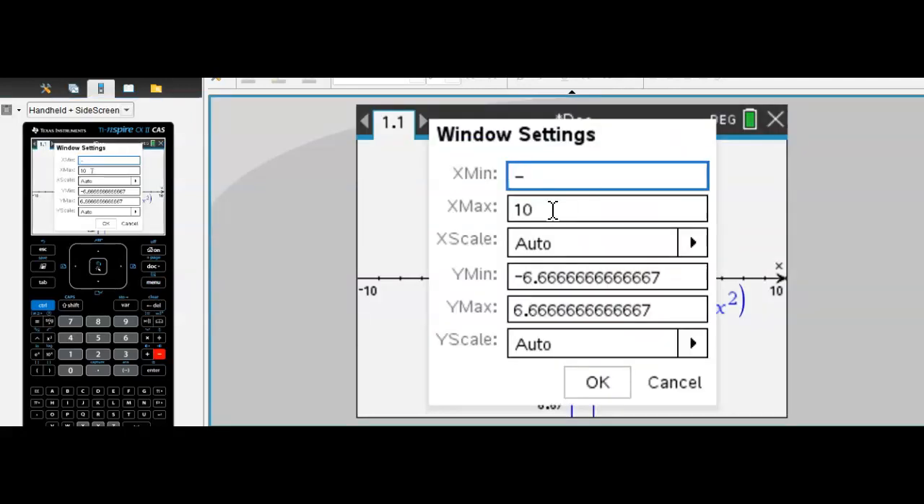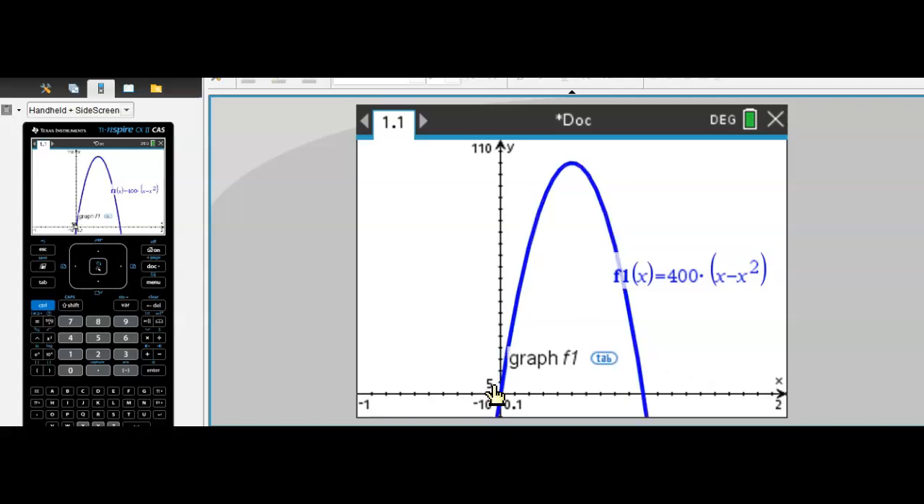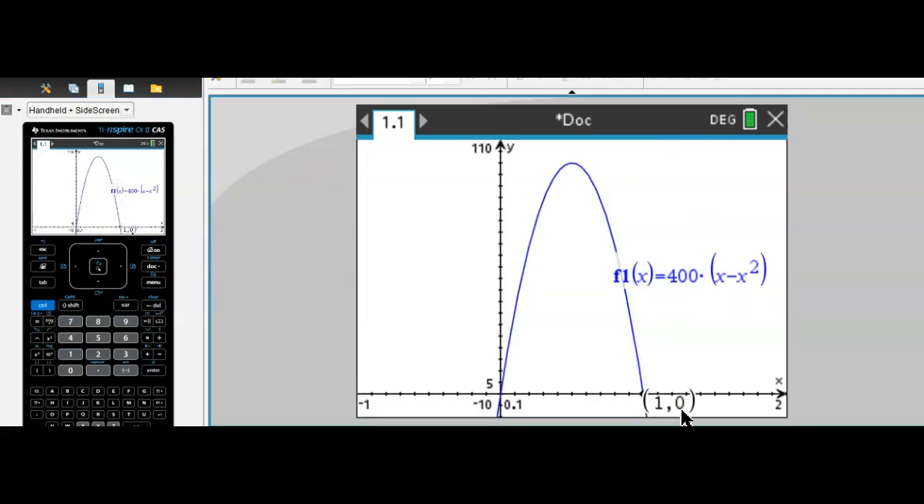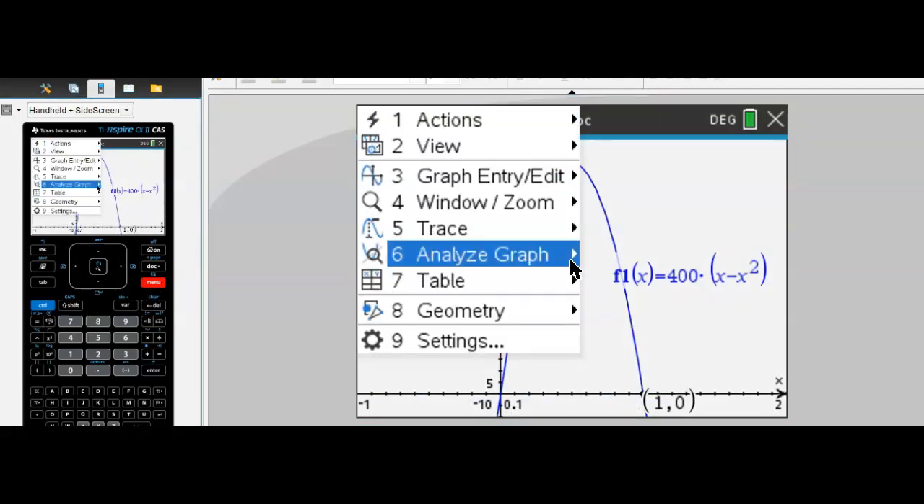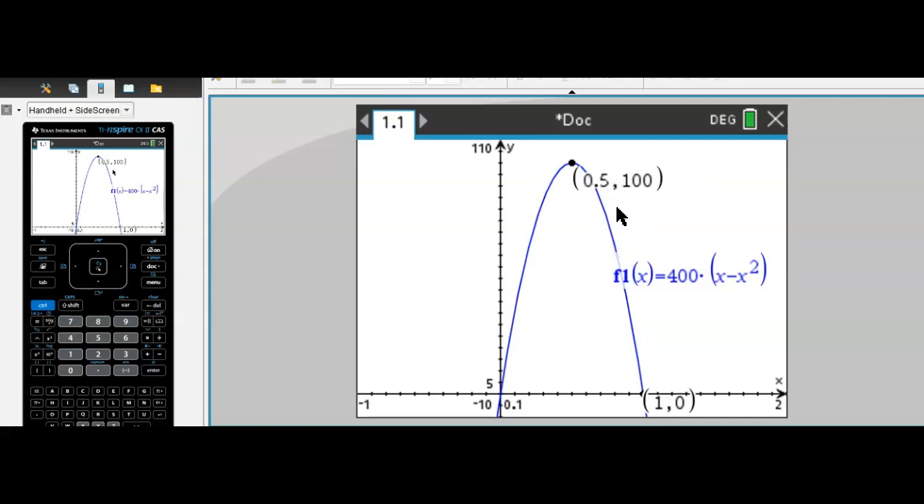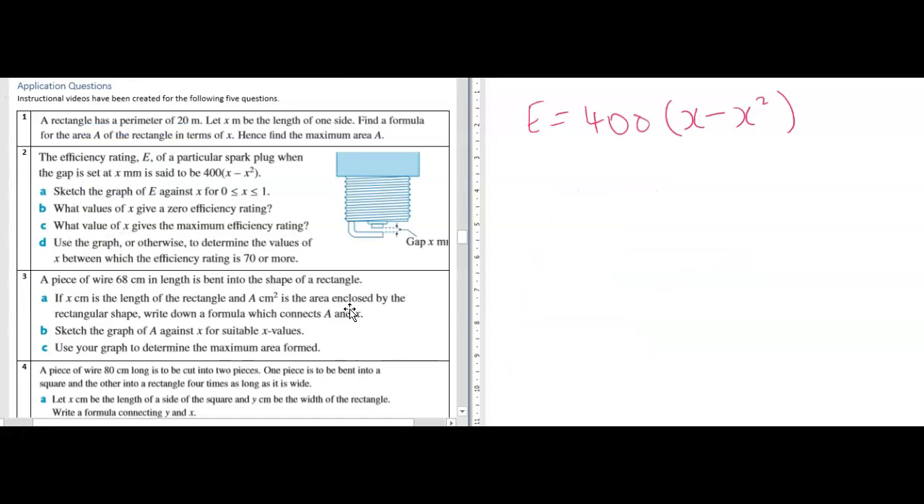I know it said from 0 to 1, but it's always good on your calculator if you can see the points required, and I'll show you that in a second. All right, so there's our graph. So you can see that's 0 and that's actually 1. But if you needed to see that, remember we could just go to menu, analyze graph, zero, and go from the left to the right, and there's your x-intercept, and you can see that it crosses at 0, 0. All right, so this point here we can also find by analyzing the graph, maximum, lower bound to the left, upper bound to the right. So your maximum occurs at 0.5, 100. You'll need to put that on your graph as well when you sketch it.